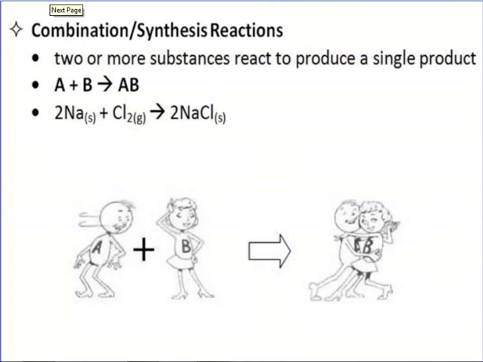A combination reaction, or a synthesis reaction, is when two or more substances produce a single product. So you have one substance and another substance come together to make one product. An example here is sodium and chloride combining to make sodium chloride. You see the cartoon here. If that helps you, follow along with that as well.